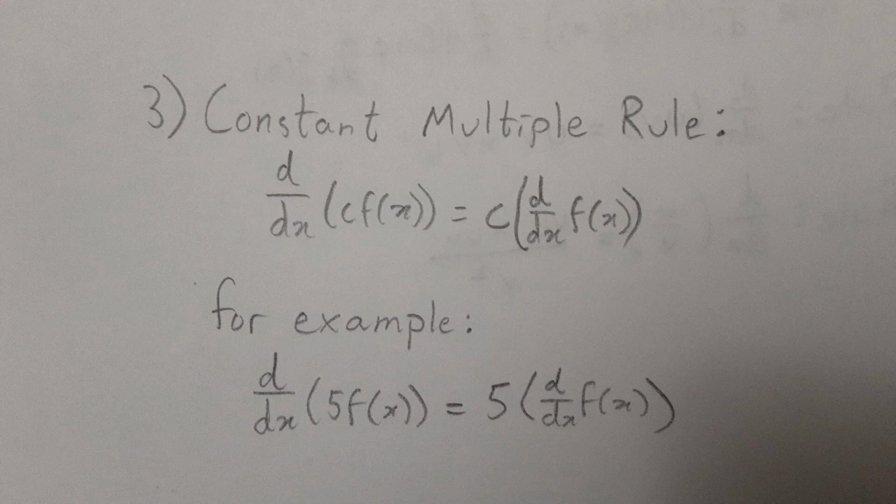The third rule is the constant multiple rule. This states that the derivative of any function c times f of x is equal to c times the derivative of f of x. For example, the derivative of 5 times f of x is equal to 5 times the derivative of f of x.